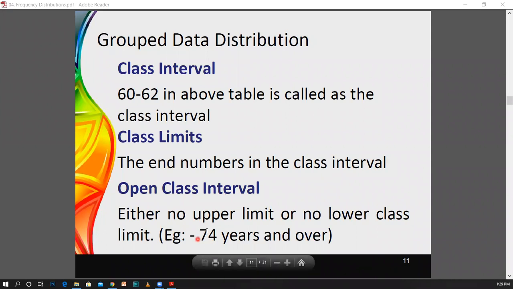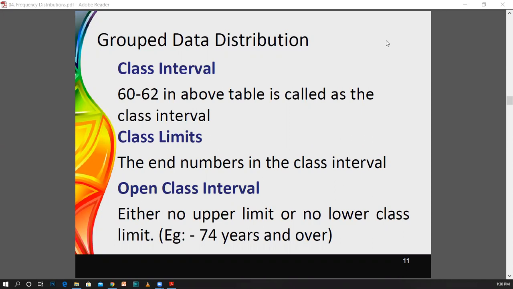Therefore, you may say the last class would be 74 years and over. Here you can see only the lower limit, the lower class interval, but there is no upper class interval. And when you are considering the weight, you may say, okay, I am taking all the observations below 10 kilograms in one class. Therefore, you can say 10 and below 10.